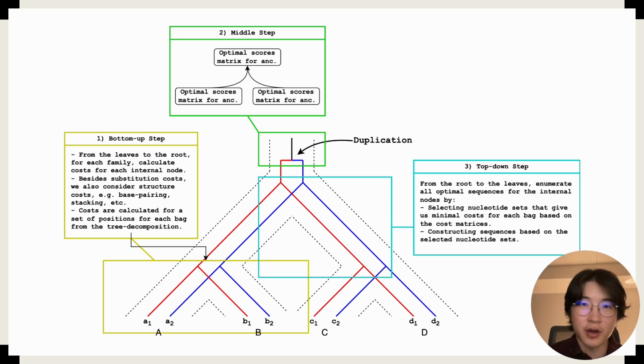So after preprocessing, here comes our main algorithm. Our new algorithm, Astronomer 2.0, consists of 3 steps. A bottom-up step that performs a post-order traversal of the species tree. During the process, the minimal cost for each possible set of nucleotides in each bag of the tree decomposition is calculated. A middle step that links the minimal cost matrices for both families at the root of the phylogeny. Then a top-down step that enumerates all optimal sequences based on the calculated costs. Our algorithm considers structural constraints by estimating MFE for having specific nucleotides at given positions, which allows us to reconstruct ancestral sequences that are energy-wise more fit to both structures compared to previous methods.